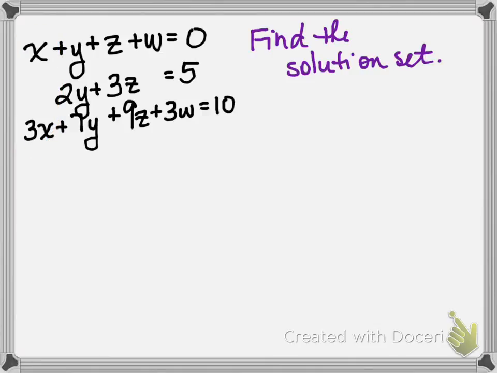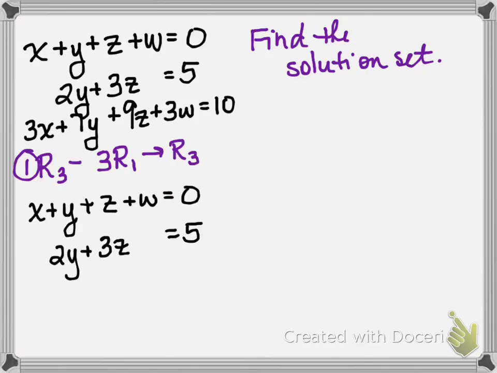So what do I need to do? I need to replace row 3 with row 3 minus 3 row 1. If I do that, the only thing that's going to change is row 3. So row 1 and row 2 stay the same, and I take row 3 and I subtract 3 row 1. And I get, well, my x term is gone. In fact, the w term is gone too, and we get 4y plus 6z equals 10.